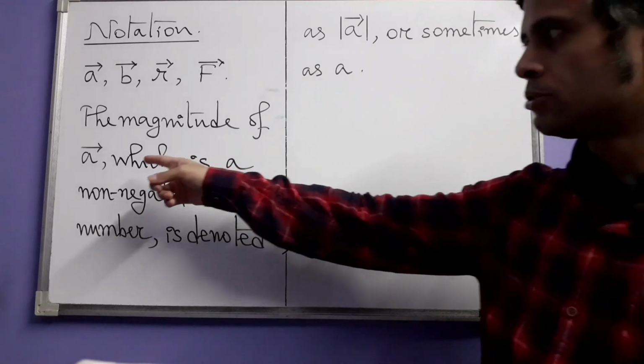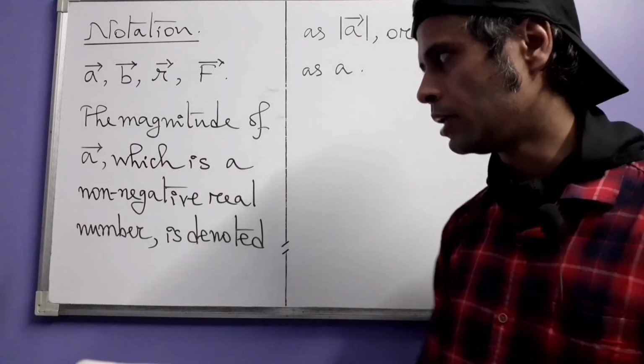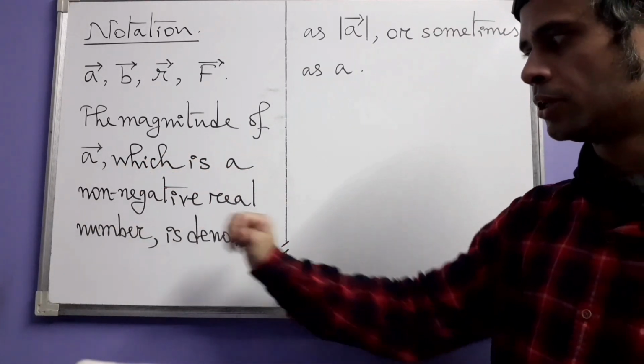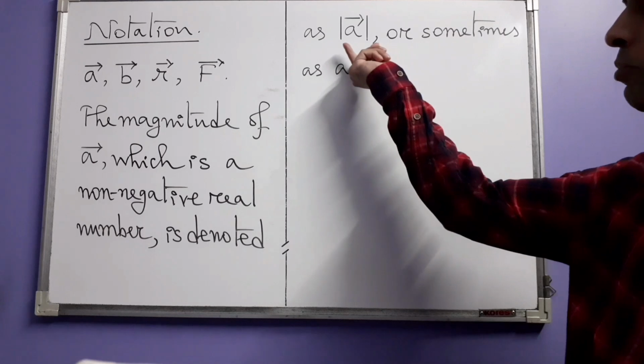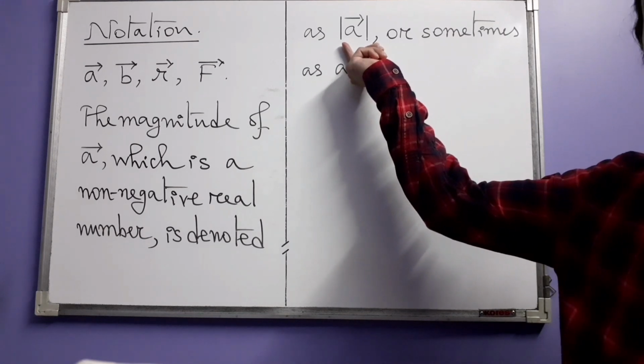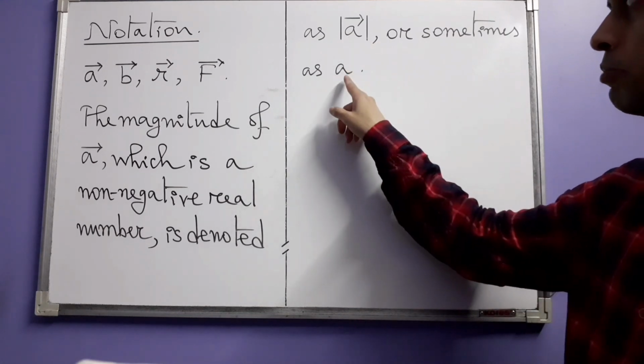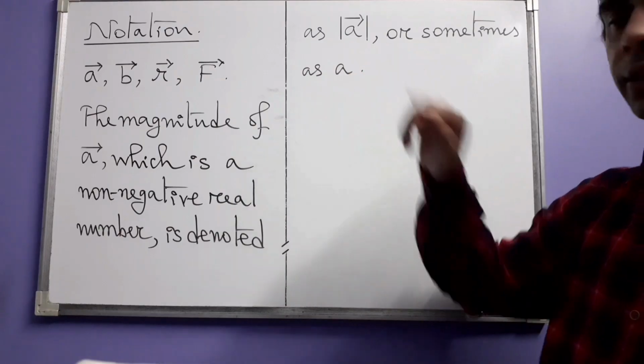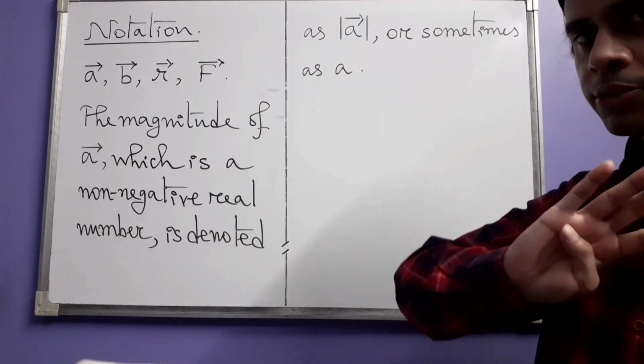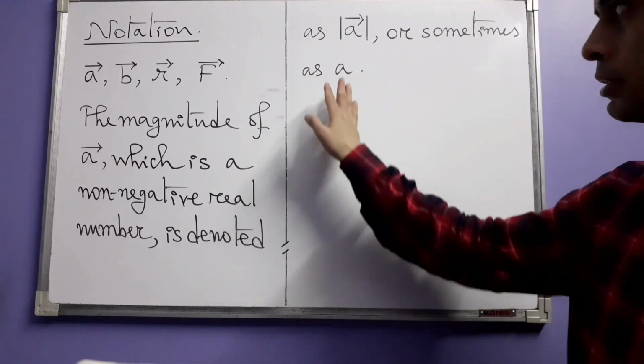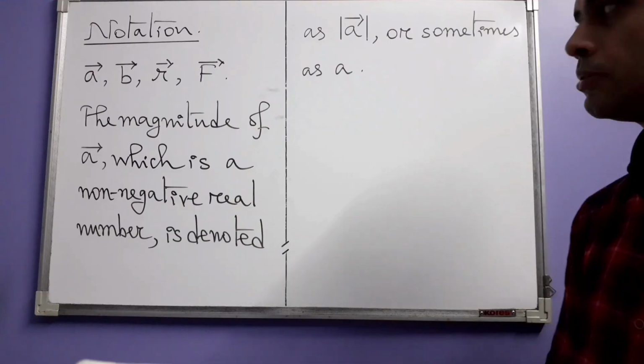You can either use lowercase letters, small letters, or uppercase letters, capital letters, but that overhead arrow should be there. And the magnitude of a vector, for example this A, which is a non-negative real number, is denoted by this notation, or sometimes simply by writing the letter itself without any overhead arrow. That also sometimes is used.